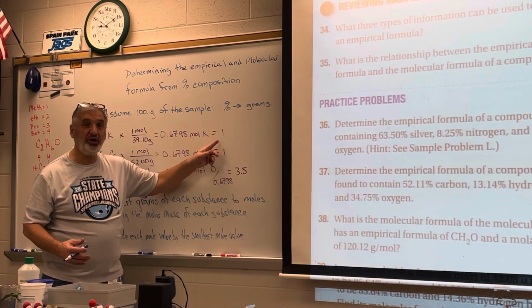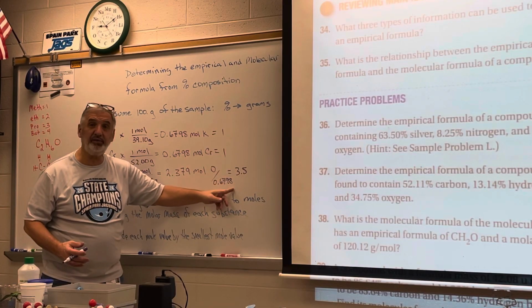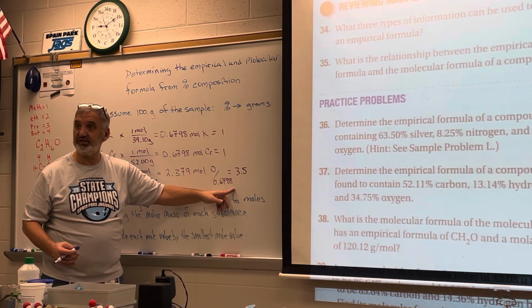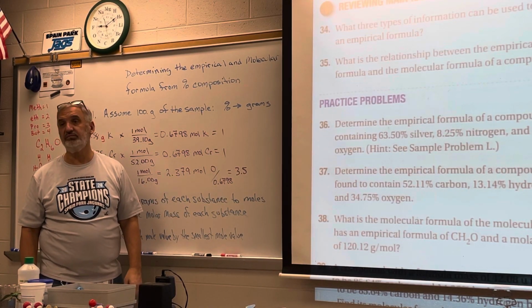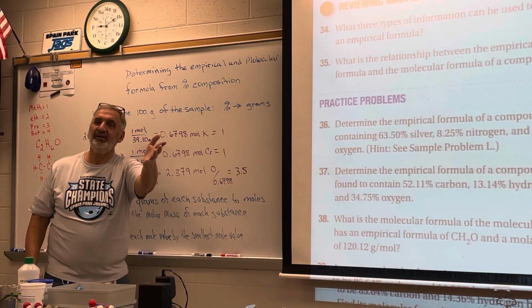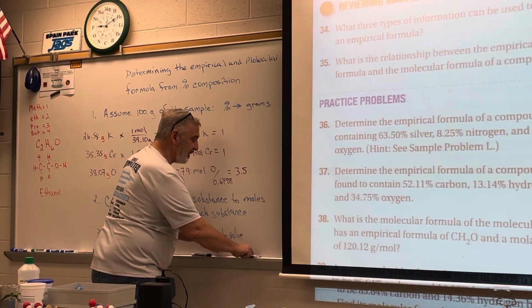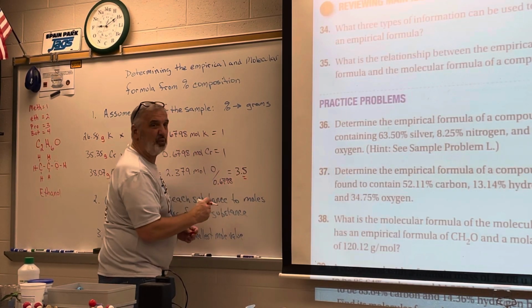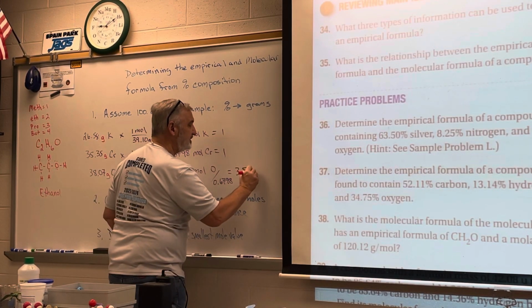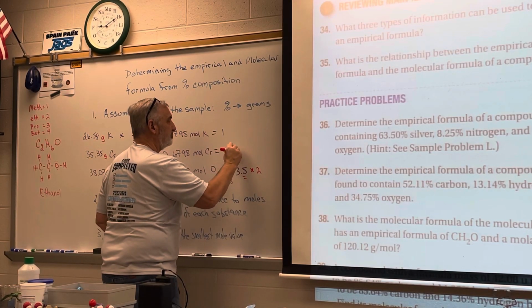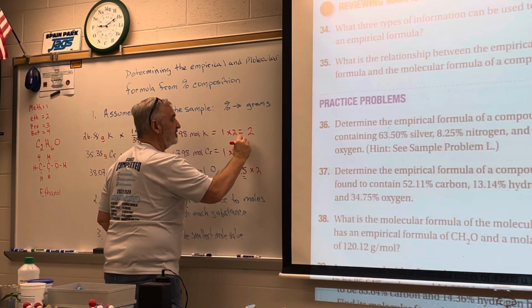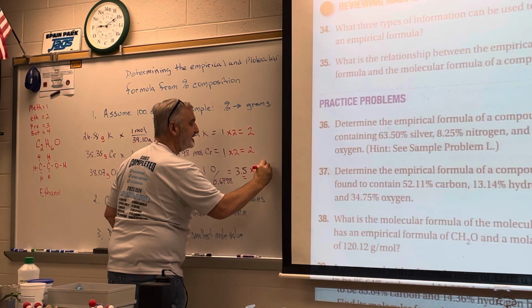What is this all going to be in a whole number ratio? If this is 1 to 1 to 3.5, the whole number ratio is going to be 2 to 2 to 7. We just have to multiply whatever this fraction is here. Since that's 1/2, we're going to multiply by 2. So my ratio is going to be 2 to 2 to 7.